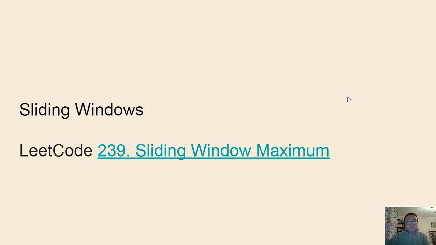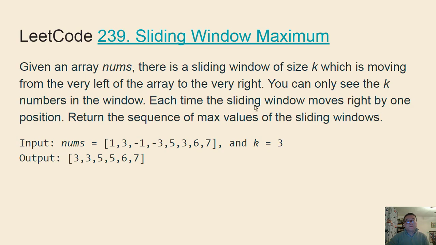Let's now talk about sliding windows. The example problem is sliding window max from LeetCode. We are given an array, and we are asked to consider sliding windows of size k, which move from the very left of the array to the very right. Every time we see k numbers in the window, we are supposed to output the largest number in that window, and then return that sequence of max values.